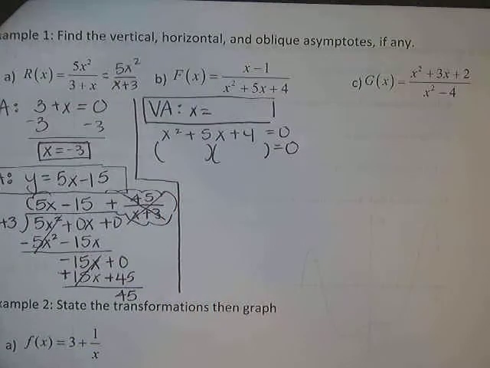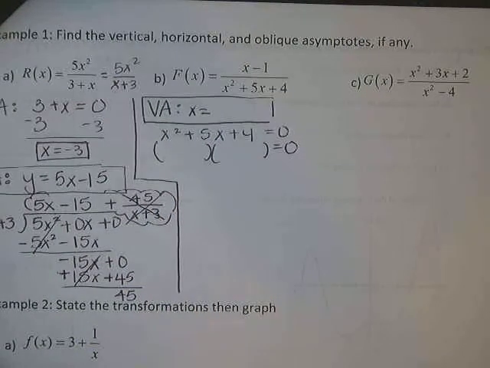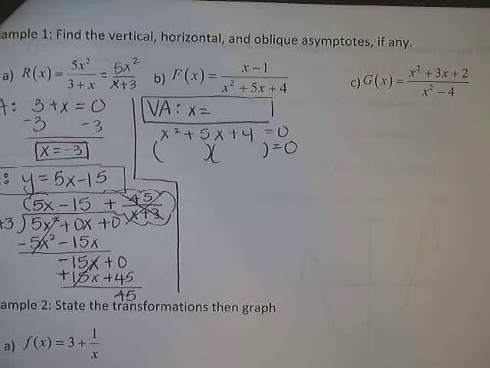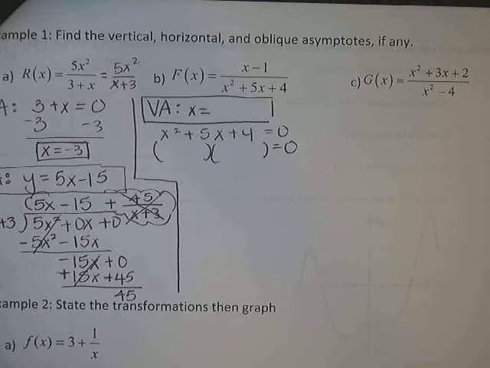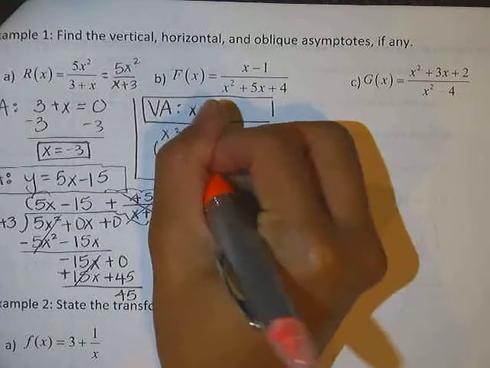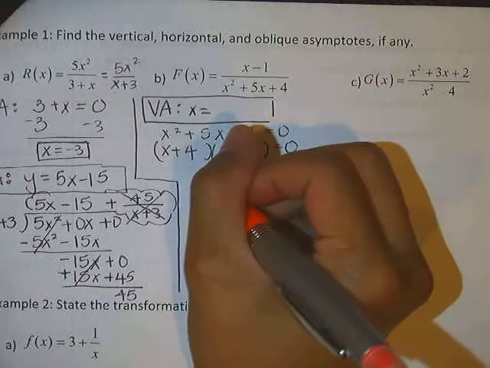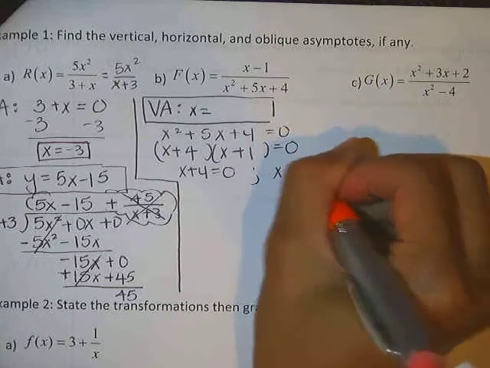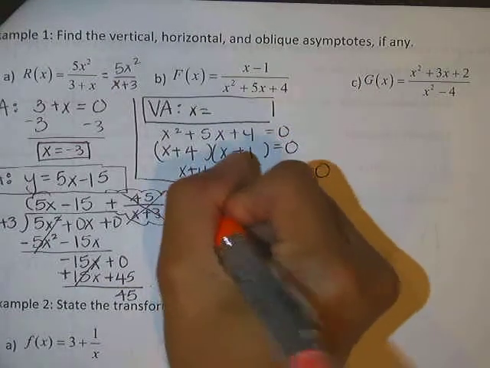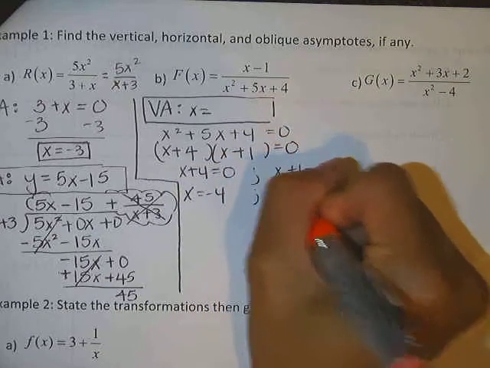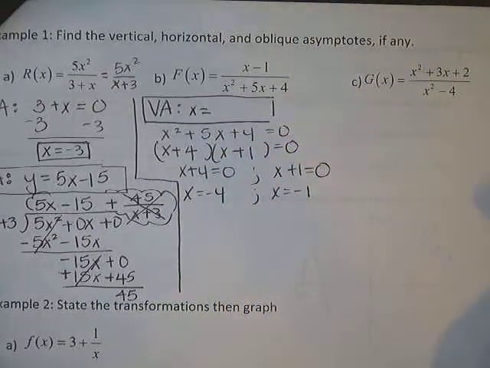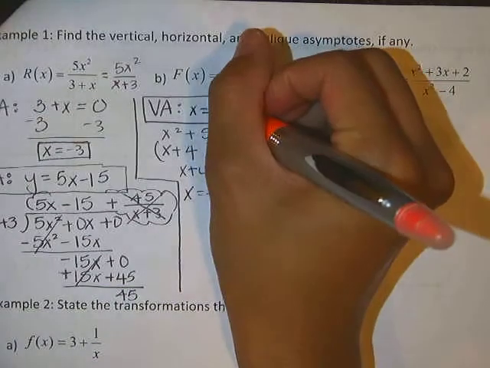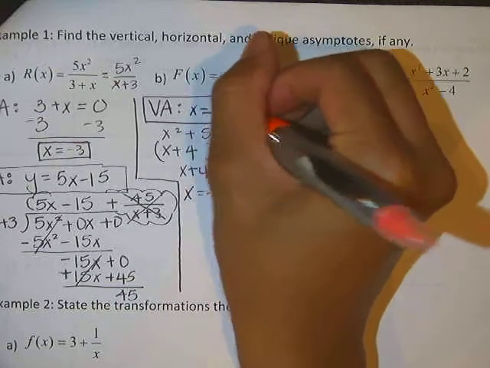Okay, so I'm going to give you 30 seconds to factor that out. Okay, so the two factors are x plus 4, x plus 1. Take each and set it equal to 0. So x plus 4 equals 0. x plus 1 equals 0. You're going to solve for each x. So x equals -4 and x equals -1. These are the two values that would make the denominator undefined. That means we have 2 vertical asymptotes. Okay, so -4 and -1.